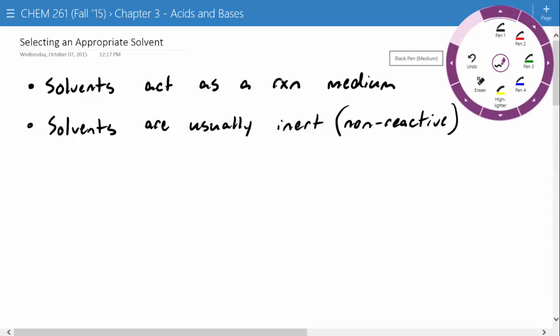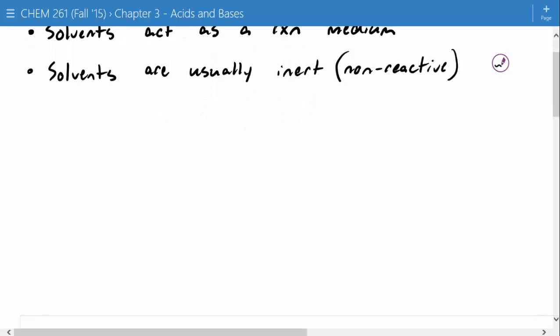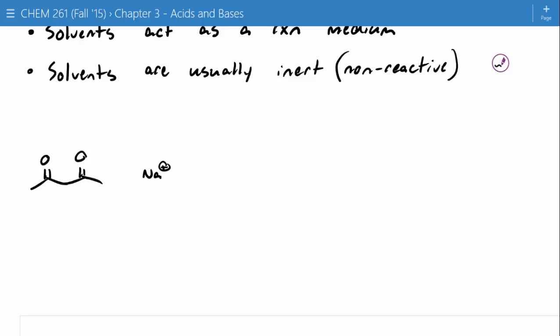So let's take an example. In this example, we're going to use our previous molecule. And I'm going to do a little bit of overkill. I'm going to use sodium amide, which is NaNH2-, and I'm going to run this reaction in water. Okay, so this is our solvent. This is our base. And this is our acid. What do you think will likely happen?